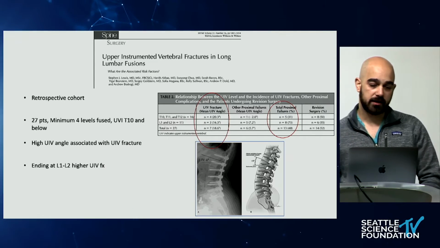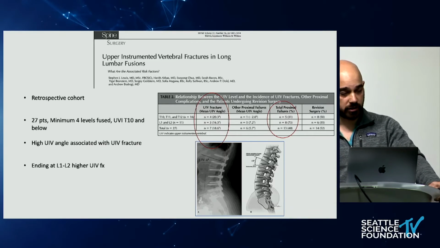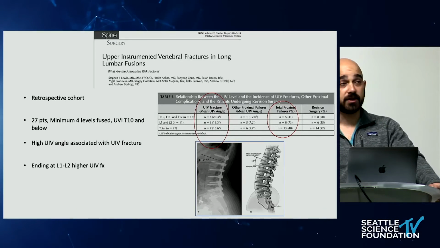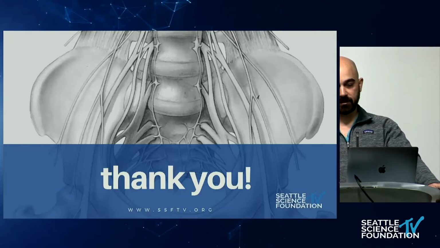Patients who had a higher UIV angle, around 20, had a higher risk of UIV fracture. Also, interestingly, patients whose fusion ended at L1 and L2 had a significantly higher risk of fracture at the UIV as well. Thank you.